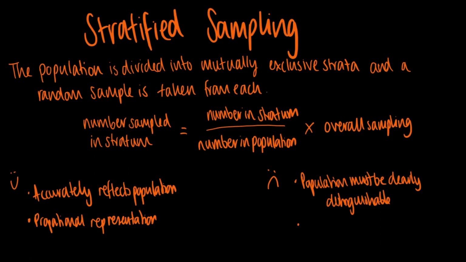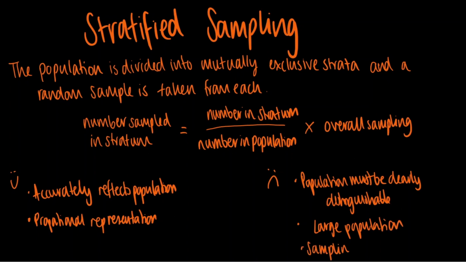So all the disadvantages from simple random sampling can be applied here as well. Just to recap, these are that you cannot use it for a large population size, and a sampling frame is required.